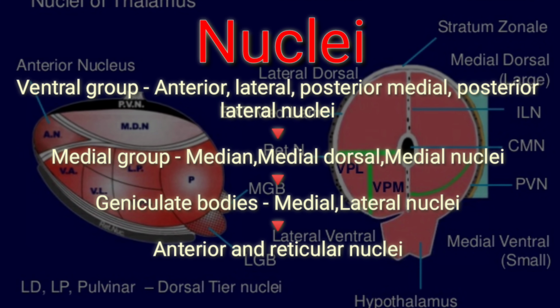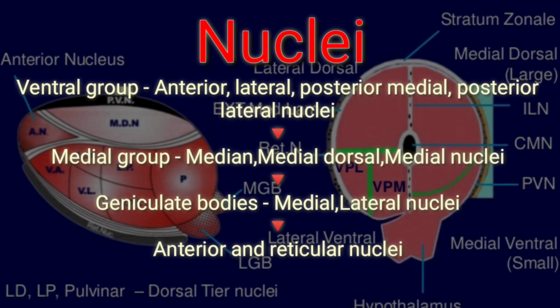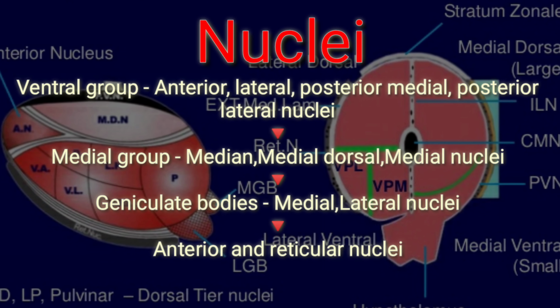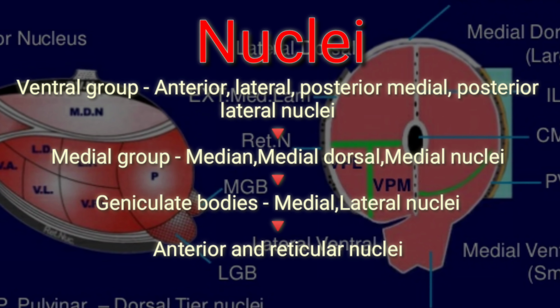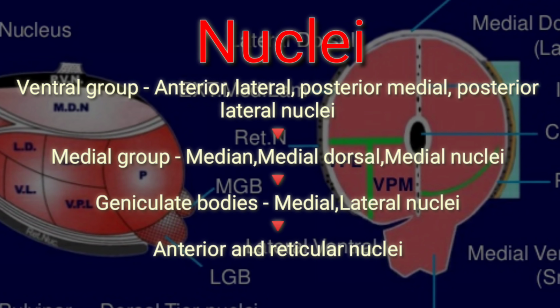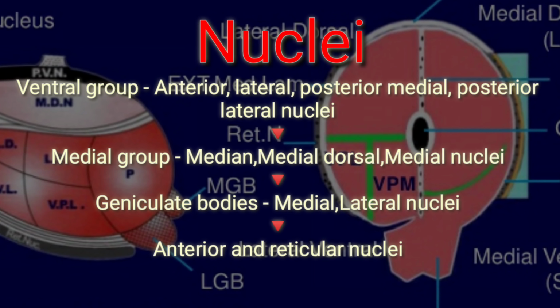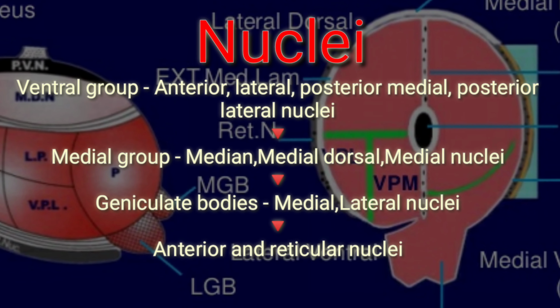Regarding nuclei, the ventral group: anterior, lateral, posterior, medial, posterior, lateral nuclei, and medial group: median, medial dorsal, medial nuclei, and geniculate bodies: medial, lateral nuclei, anterior and reticular nuclei.